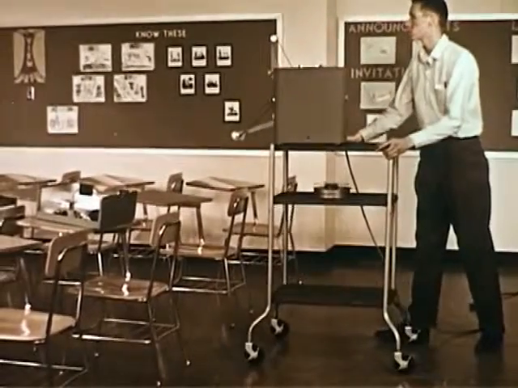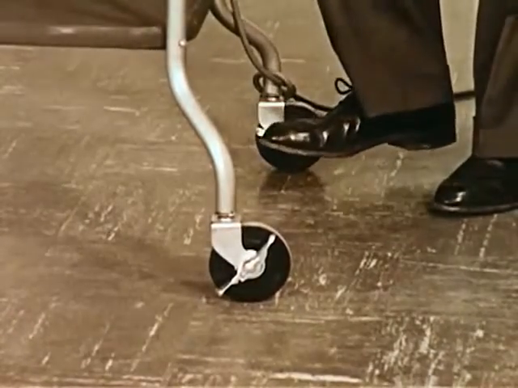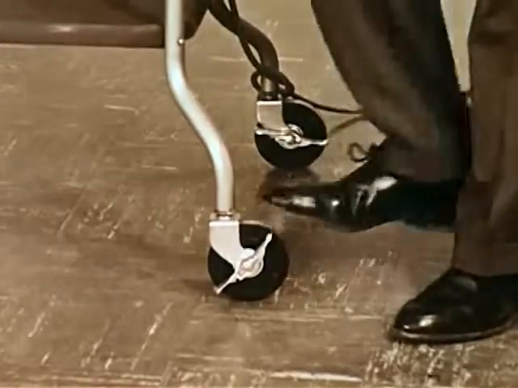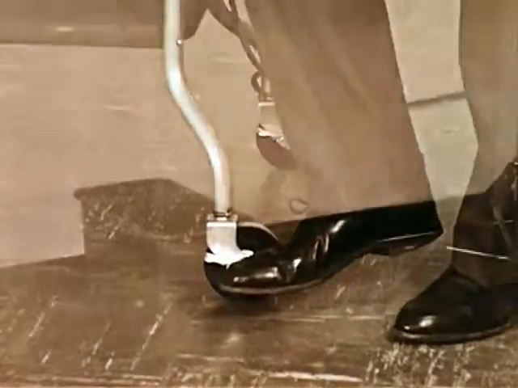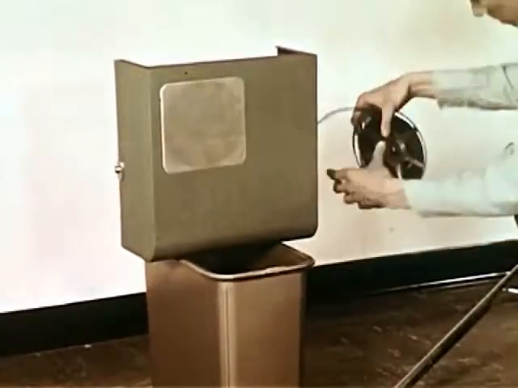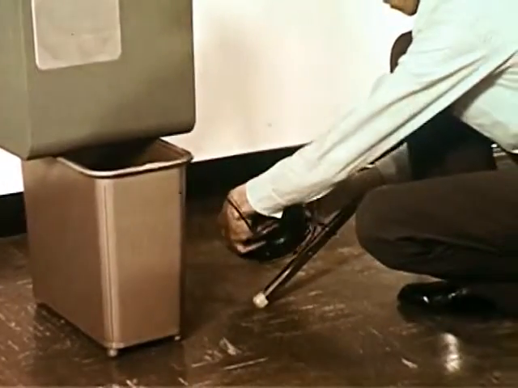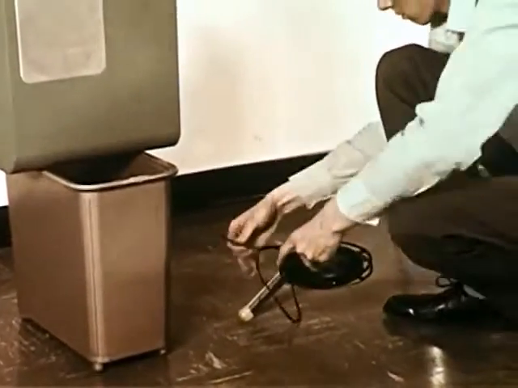If the image is too large for the screen, the projector must be moved closer. And of course the reverse is also true. For the best sound, the speaker should be placed off the floor and near the screen. The speaker cord is secured in the same manner as the power cord.